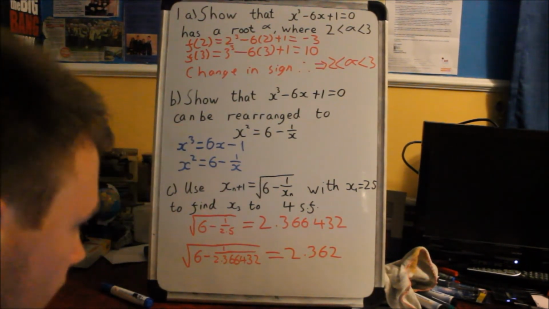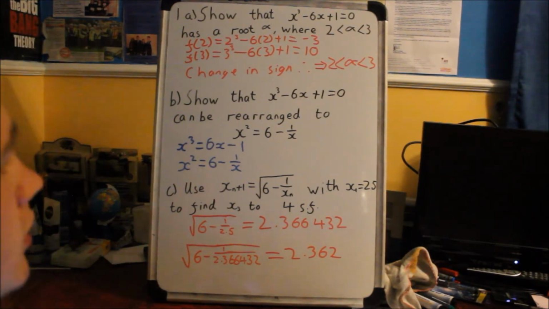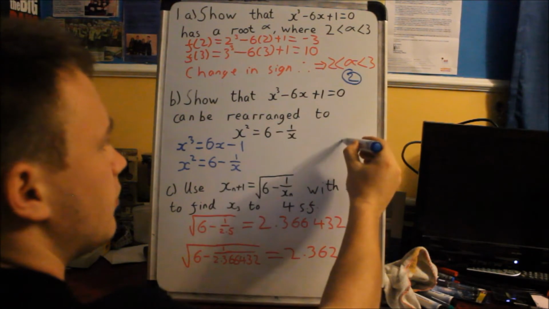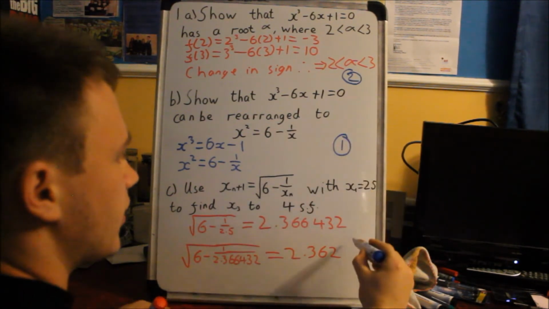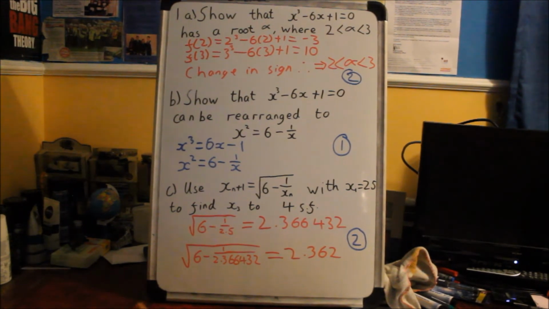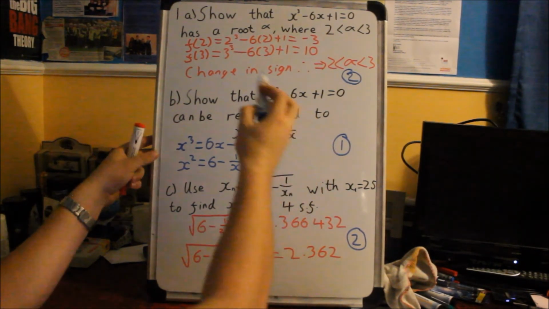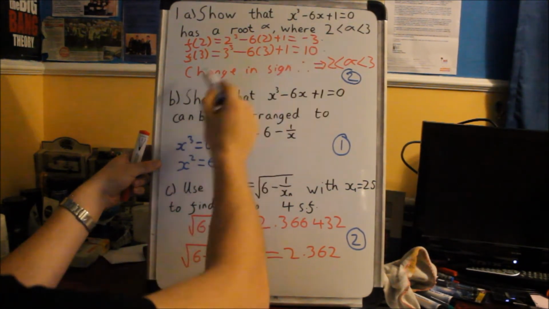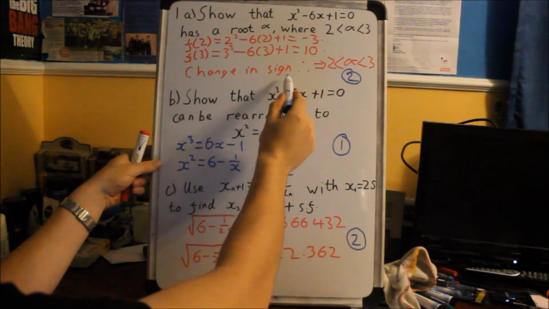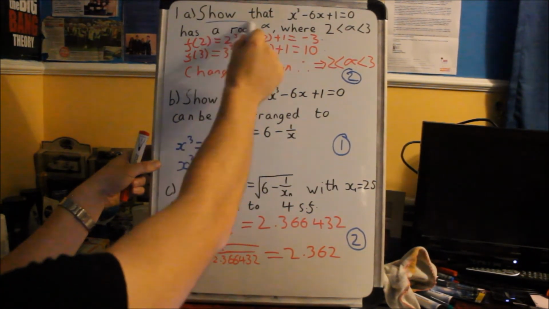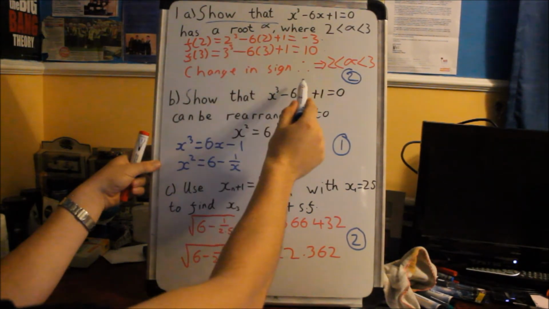2.362. So in terms of marks in this question, part A was worth 2 marks, part B was worth 1, and part C was worth 2 marks. Now, where did people omit the marks, if they did? They omitted it here. Most people got that right, and then a lot of people said change in sign. But they didn't say what that change in sign means, and it's a show that question. So you've got to do change in sign and what it means.